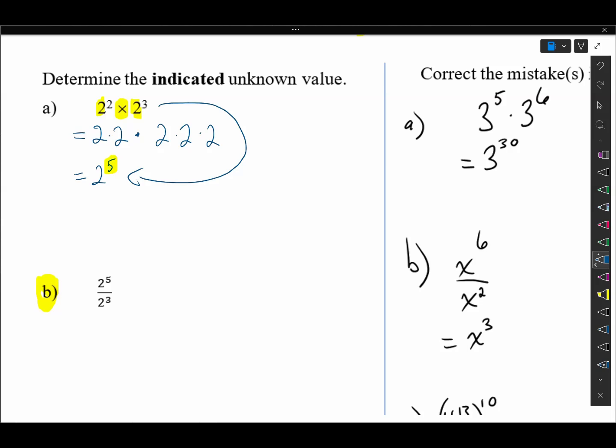Here I have 2 to the exponent 5. That is 2 times 2 times 2, as we just saw, times 2 times 2. Good job, there are 5 2's. All divided by, all over, 2 times 2 times 2. Well, that's all well and great.